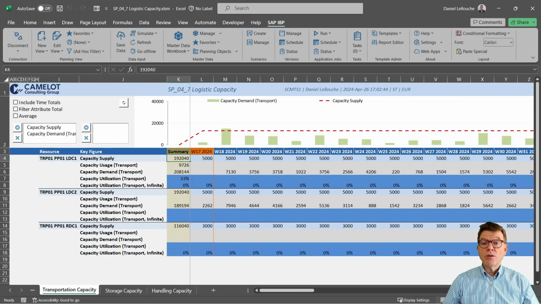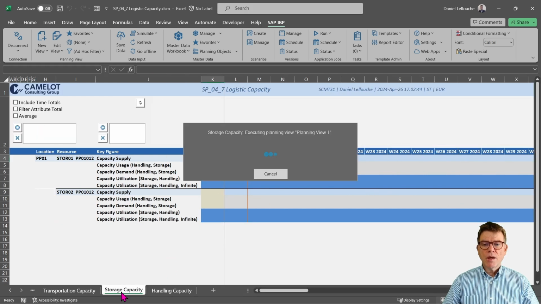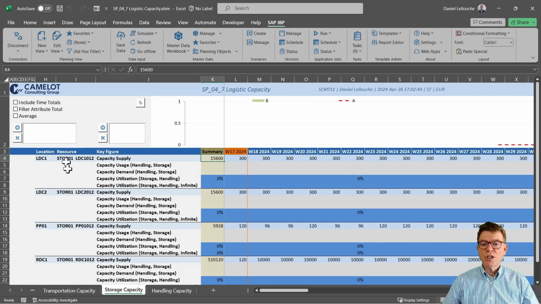For that, I'm using the logistic capacity template of our solution, SCM Lab at Camelot. So where you can see the transportation capacity, this is not the focus for this current scenario. We see the storage capacity, we see also the storage capacity here, which currently for those storage capacity, no utilization. Why? Because there is no stock left again on those locations. Therefore, no storage capacity utilized.